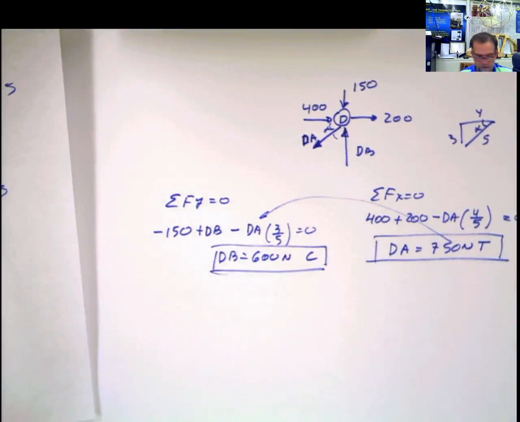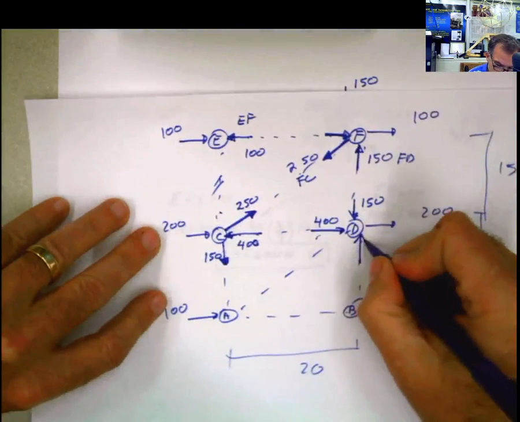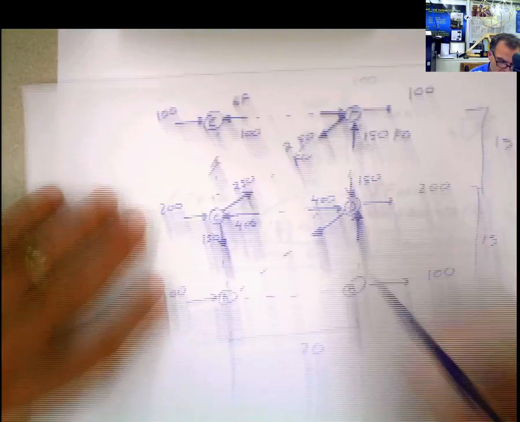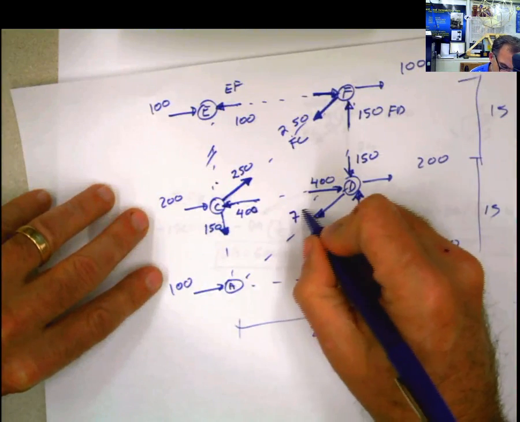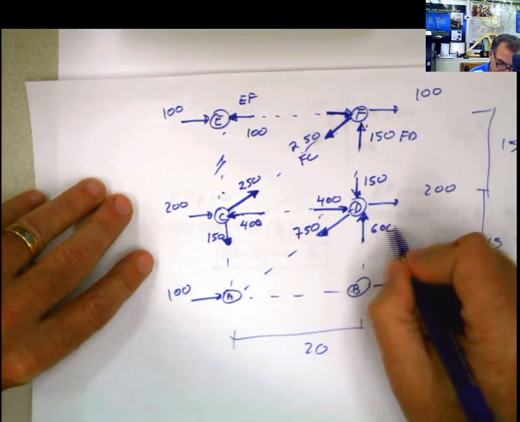DB is in compression. We go back to our drawing here, and then we say, okay, we calculated DB, which is going in this direction, and DA, which is going in this direction. That force DA was 750, and this one DB was 600. Good.